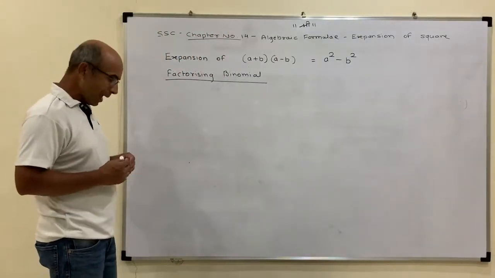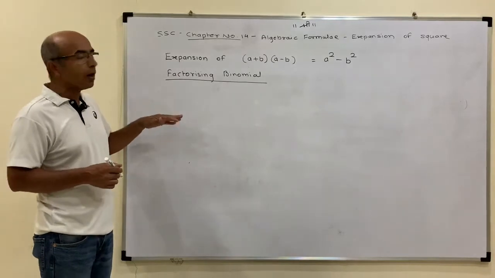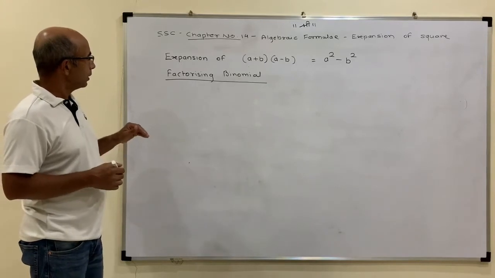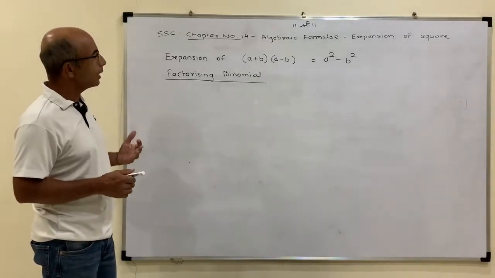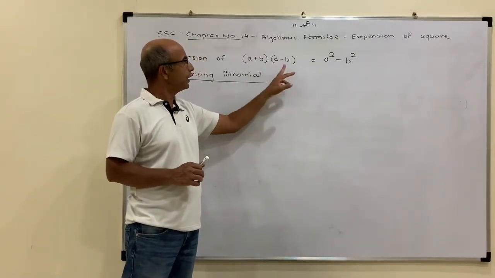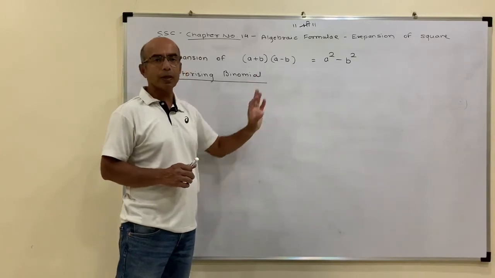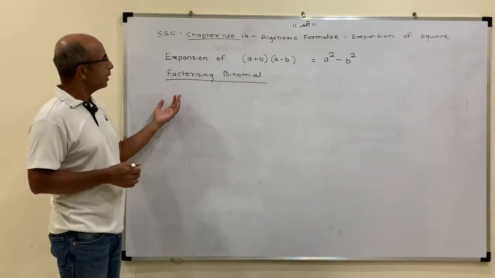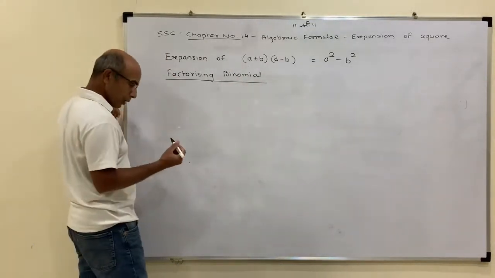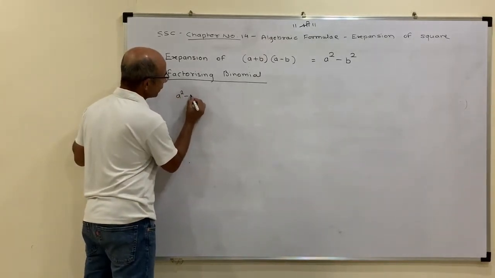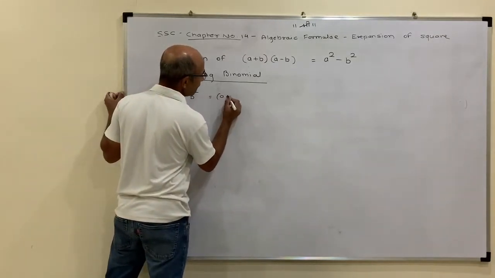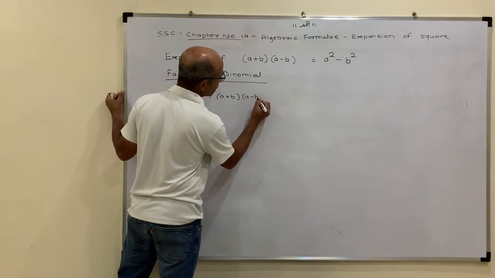Now the next topic. I am skipping one topic, which is factorizing of a monomial, and moving on straight to binomial. We were finding this one, and we know the formula: (a plus b) into (a minus b) is equal to a square minus b square. Now if I want to factorize a square minus b square, my factorization will be (a plus b) into (a minus b).